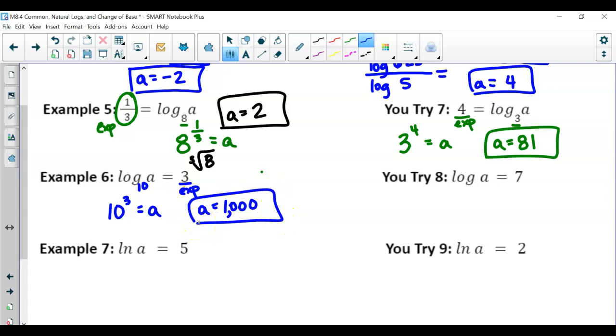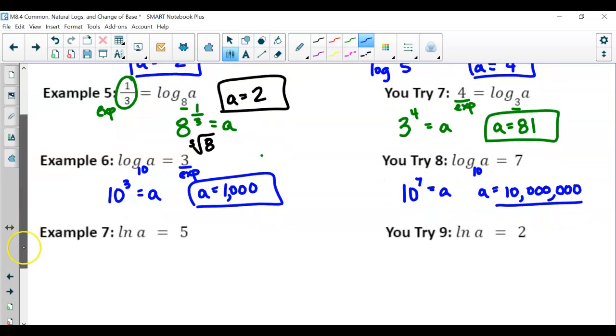You try 8. And here you go. So again, you have a common log, right? Because it's understood to have that base 10 here. So that's 10 to the 7th power, which is equal to a, making your value of a equal to 10 million.